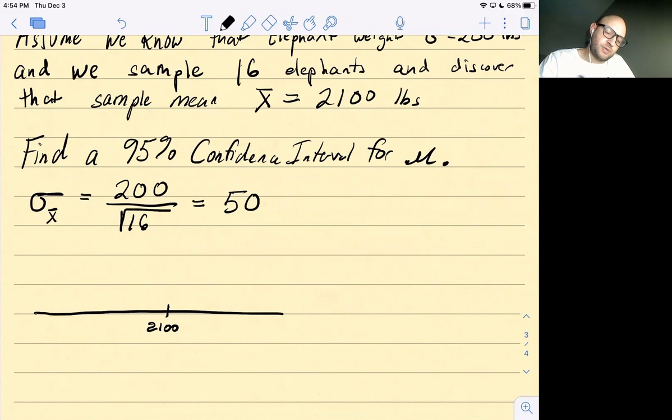Here's 2100, which is our sample. We want to pick a z-score that captures, so I'm just going to draw this picture. We want to pick a z-score such that there's a 95% chance that our numbers are within here.